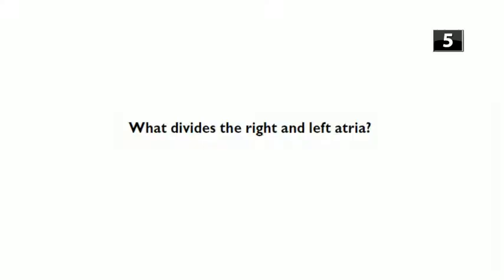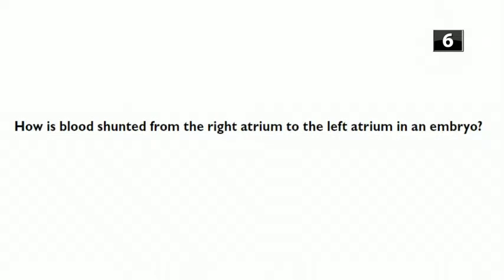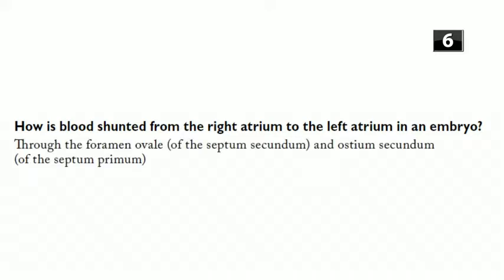Let's hold it right there for a second and look at number 5 in the study guide. What divides the right and left atria? Again, it's the septum primum and the septum secundum. And then number 6 says, how is blood shunted from the right atrium to the left atrium in the embryo? That's through the foramen ovale and the ostium secundum. Again, you need that right to left shunt during development. We're going to see exactly why when we talk about the fetal circulation in a little bit. So the foramen ovale and the ostium secundum is where this blood is flowing.